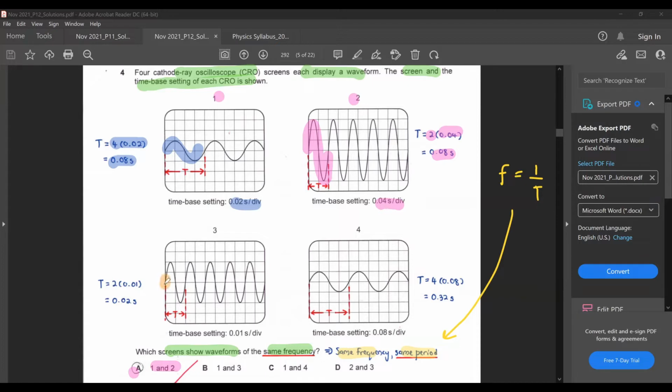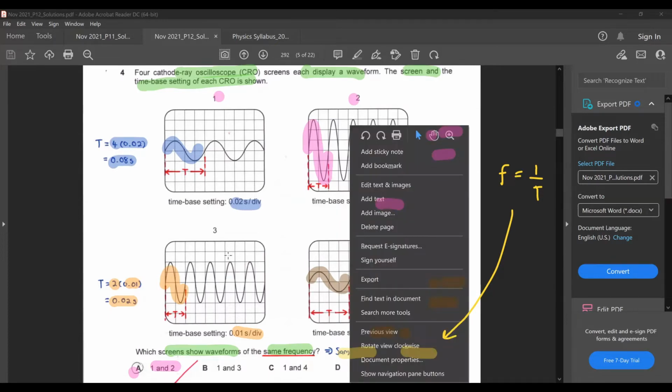For 3, it is 2 divisions, one division being 0.01. So it's 2 times 0.01, giving you 0.02 seconds. The last one is 4 divisions, one division being 0.08 seconds. So it will be 4 times 0.08, giving you 0.32 seconds. So 3 and 4 definitely not applicable. It is not having the same period as any of the others. So 3 and 4 is out. Only 1 and 2 is correct. All right. So number 4 is done.